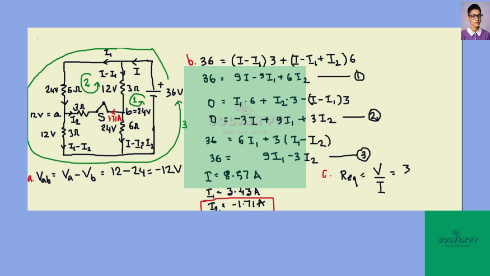So voltage is 36. Now the current that passes through the battery is 8.57. So if you divide, this comes out to be 4.2 ohms. Hence we also found out the equivalent resistance of the circuit, and hence this is the solution to this question.